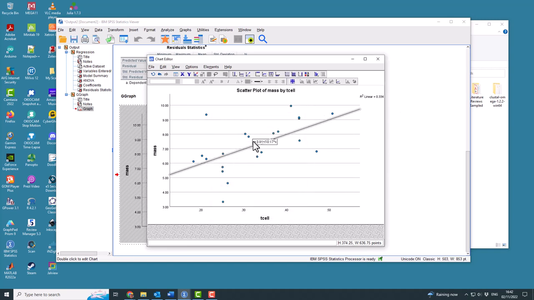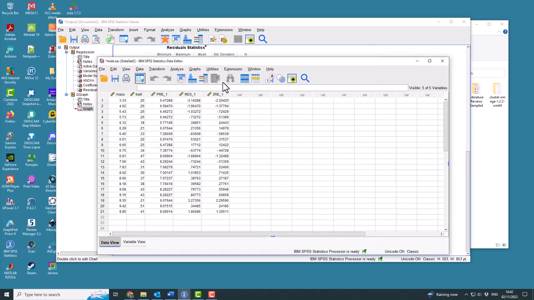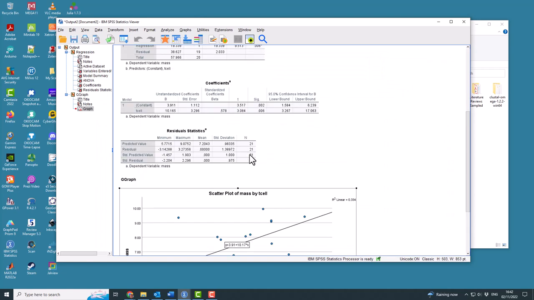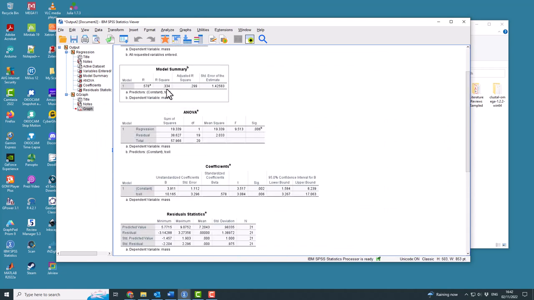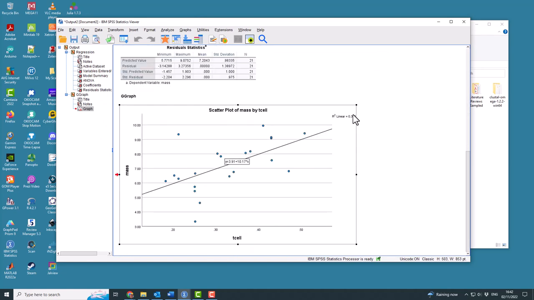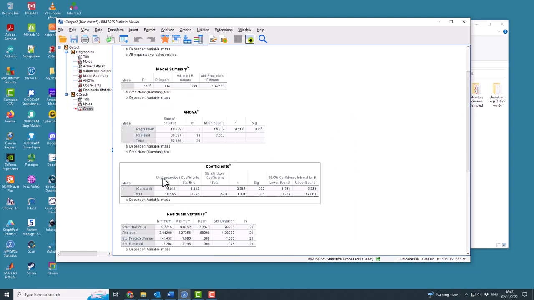So it says the equation for that line is y equals 3.91 plus 10.17 times x. And here's your r squared. So that's everything that we've seen before in the table. So the r squared was 0.334. In the picture, it's 0.334. So here is your table of your regression.